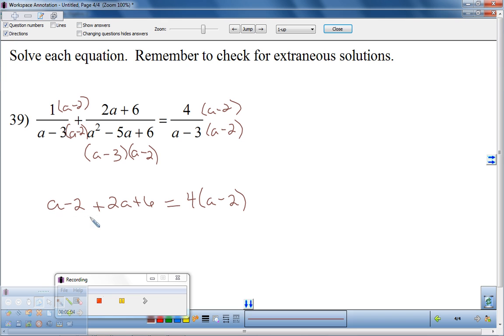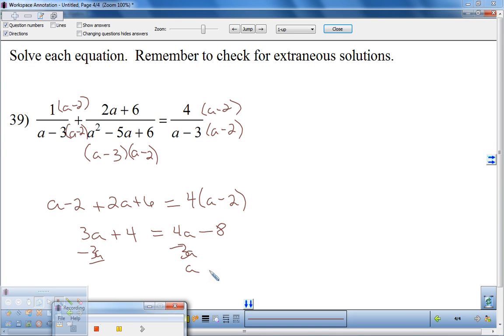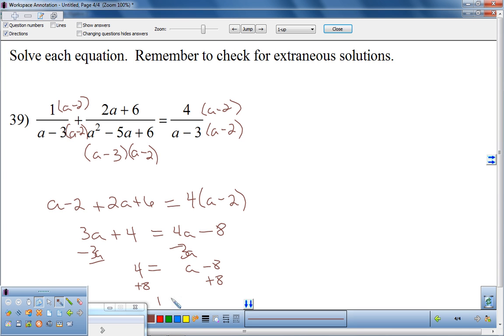I'm going to go ahead and clean this up. I'm going to combine like terms. So we're going to end up with 3a plus 4 is equal to 4a minus 8. Combine like terms. I'm going to move the 3a over. So we end up with a, and then we'll minus 8 is equal to 4. Add 8 to both sides. And so we end up with 12 is equal to a. And so we've solved this.